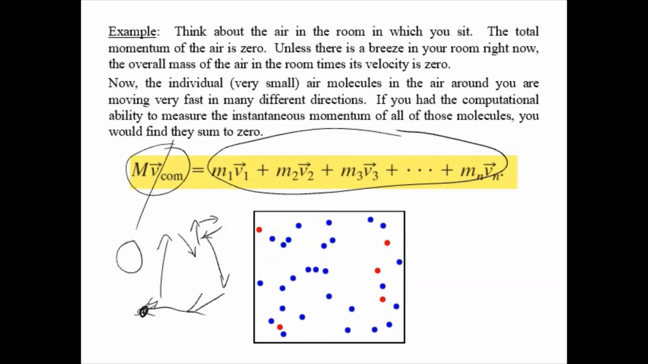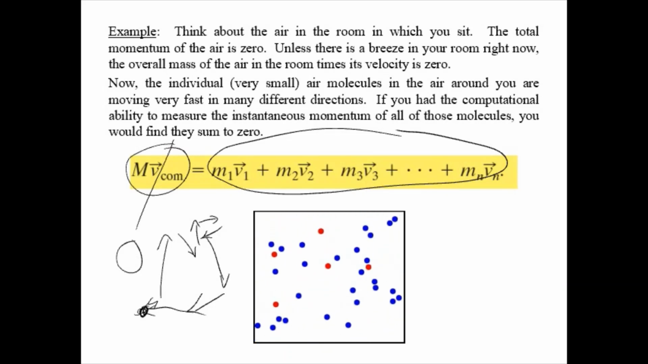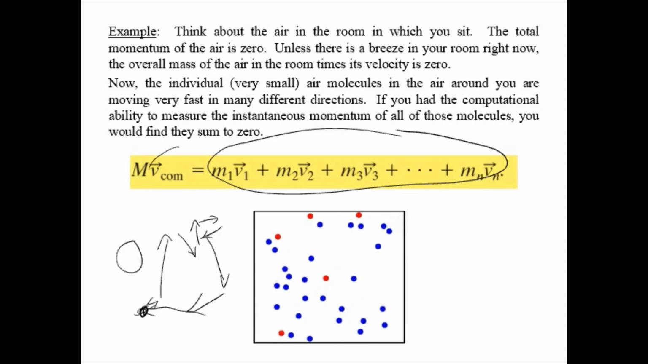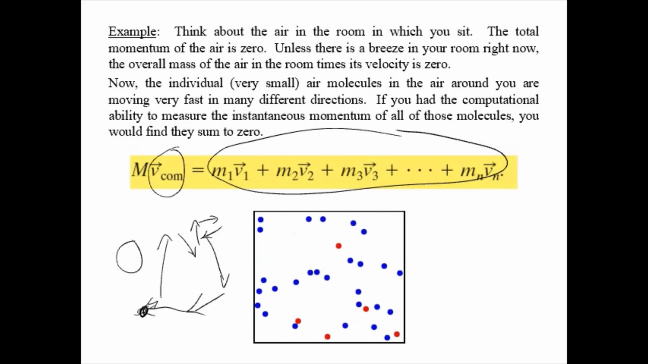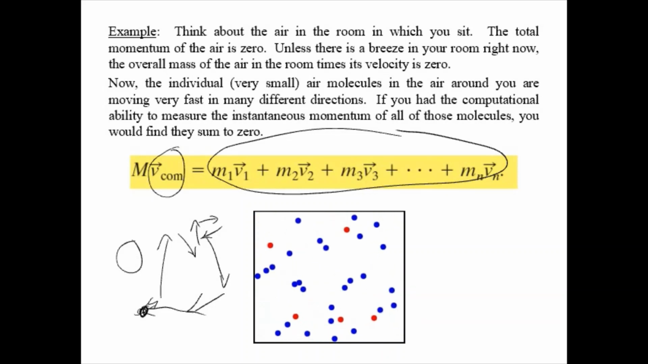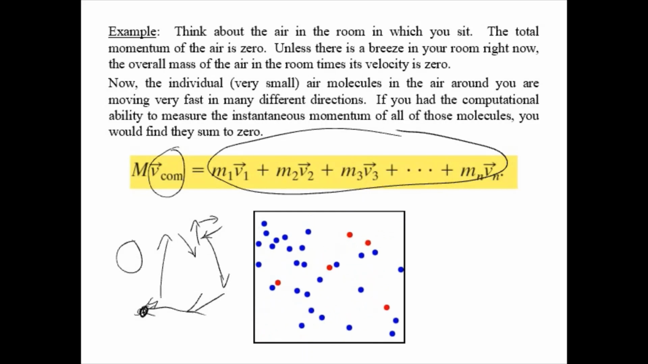They would add up and come back to 0, because the mass of the air in your room right now is not 0, but we know that the overall motion of the center of mass in your system is 0. There's no breeze in your room right now. The air molecules all kind of balance out in the directions they're going, which is why you don't feel wind right now in the room you're in.